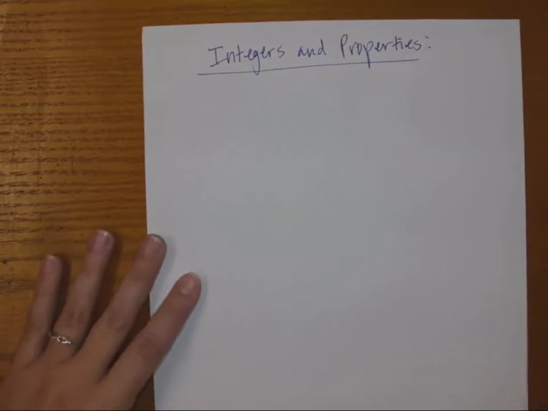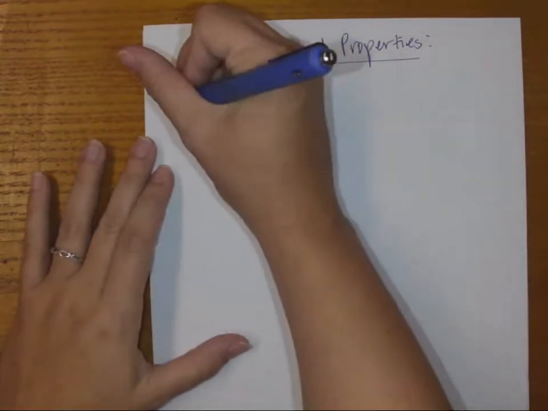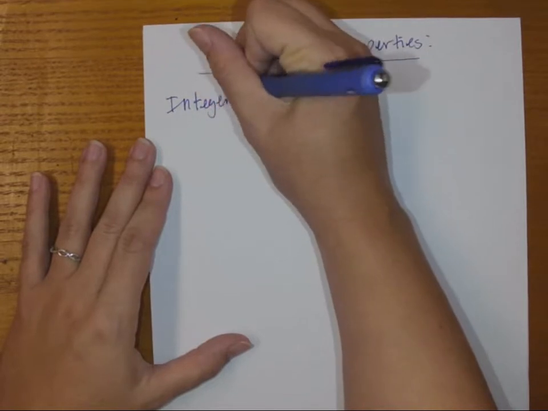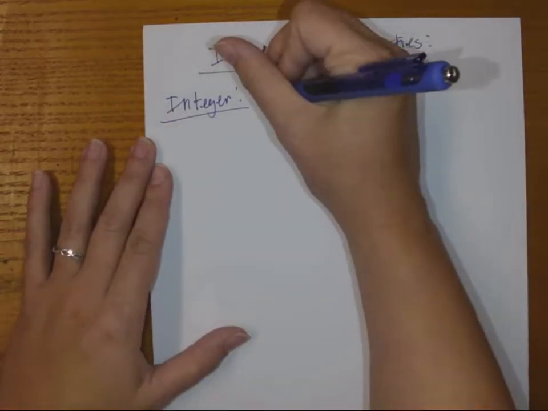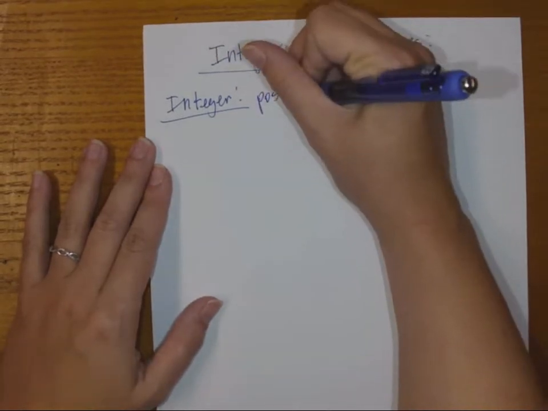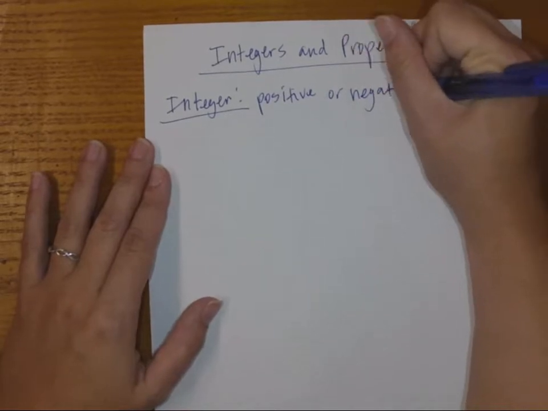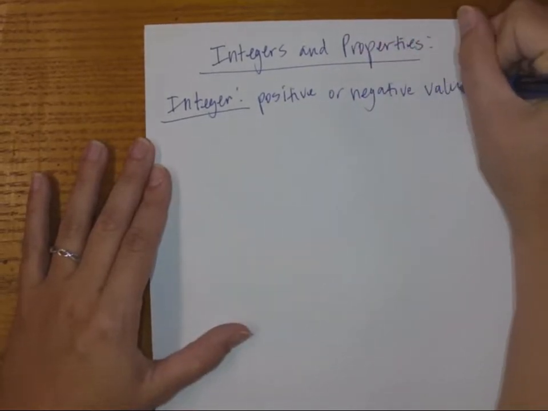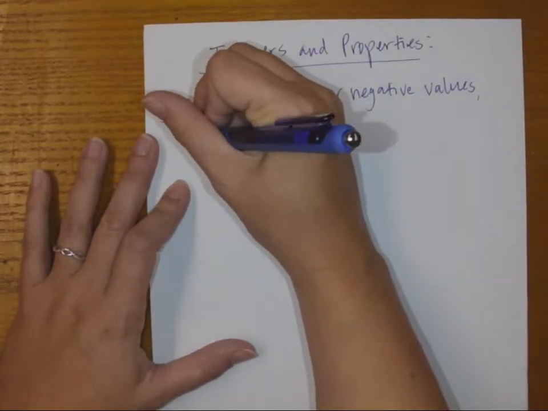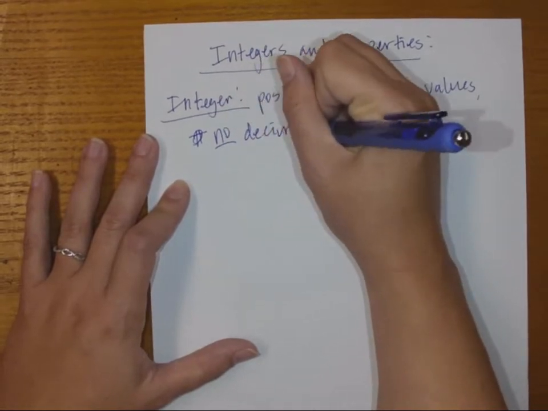Okay, in this video we're going to talk about integers and properties of operations. So starting off, let's talk about what an integer is. An integer is just a positive or negative number. It has to be a whole number though, so no decimals and no fractions.